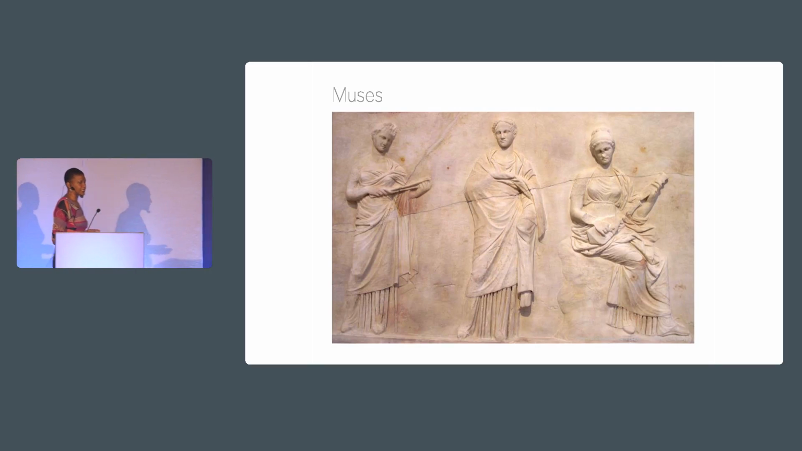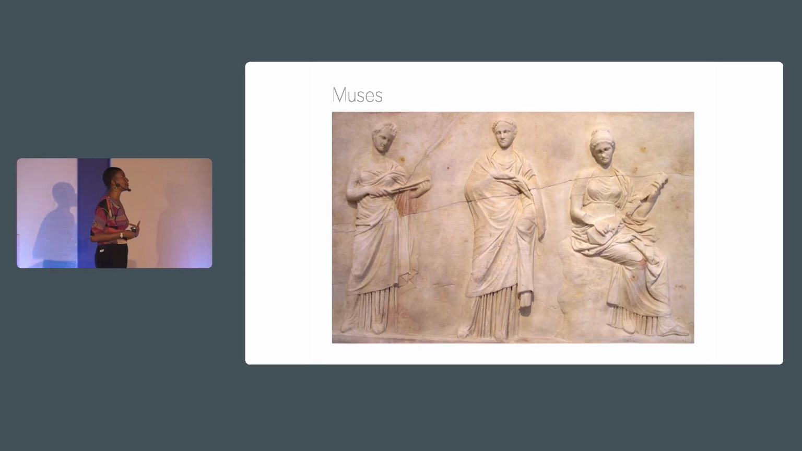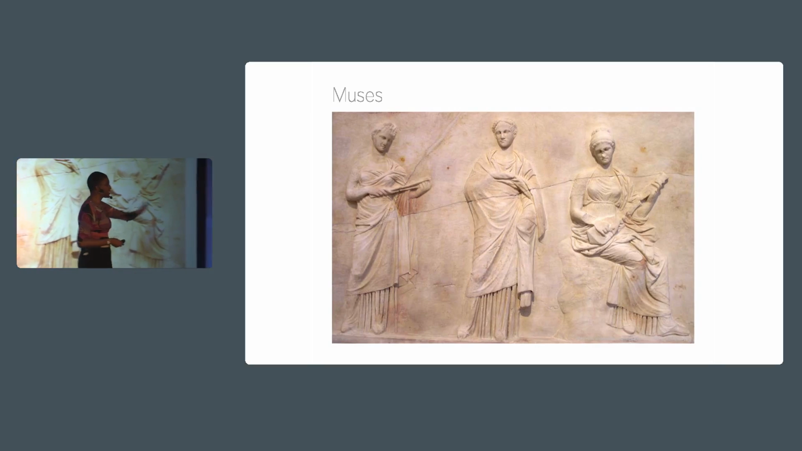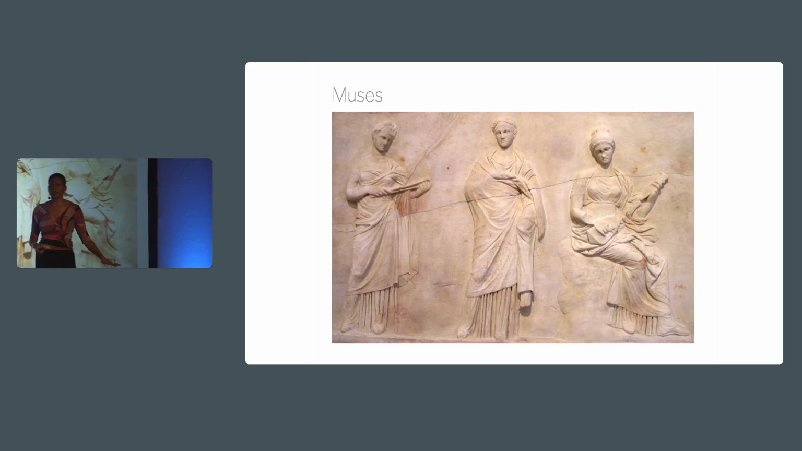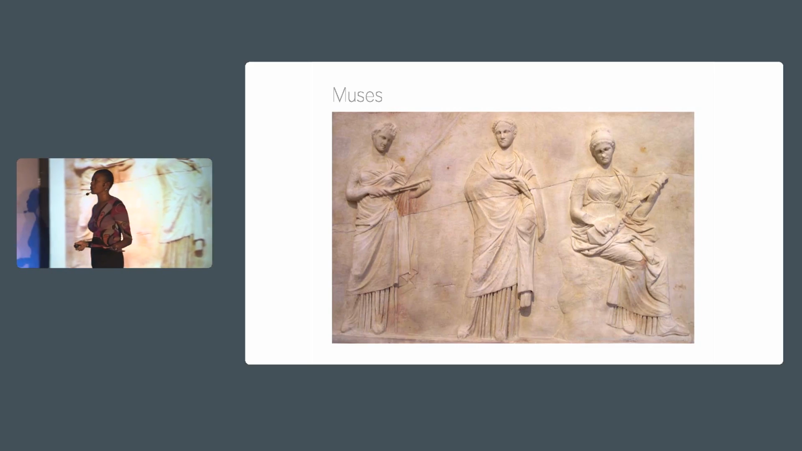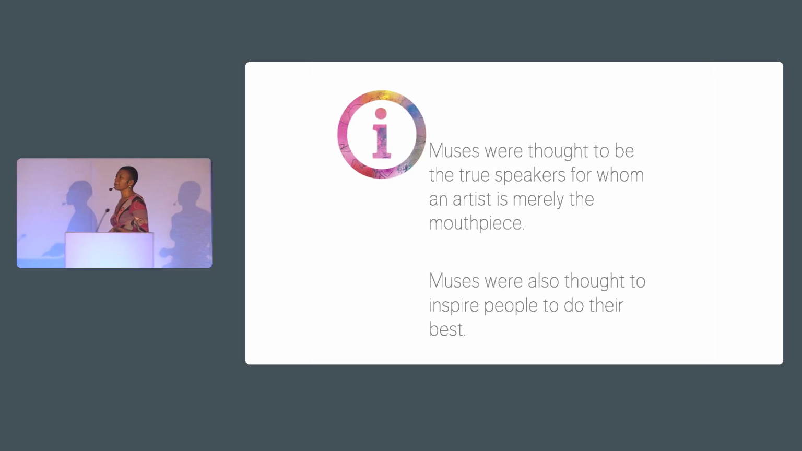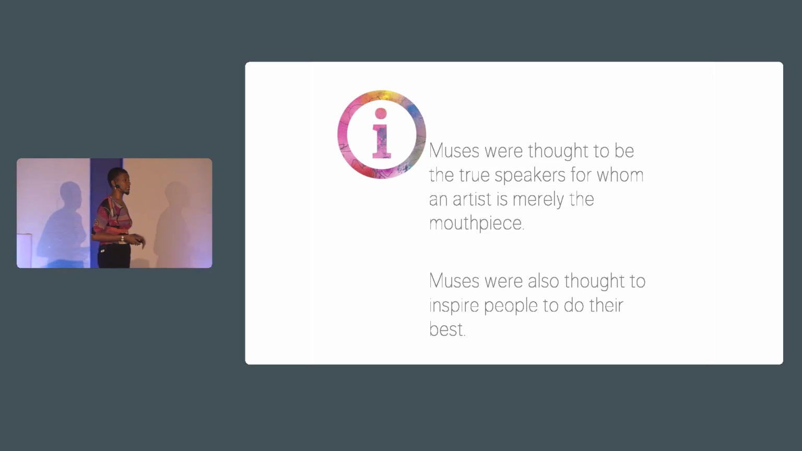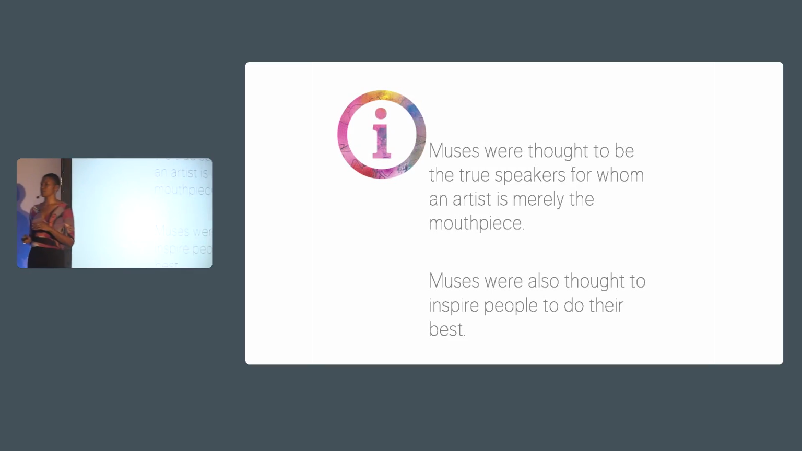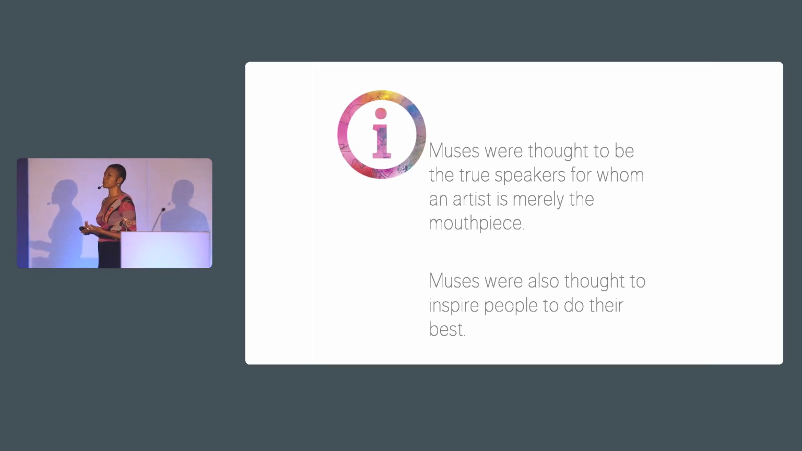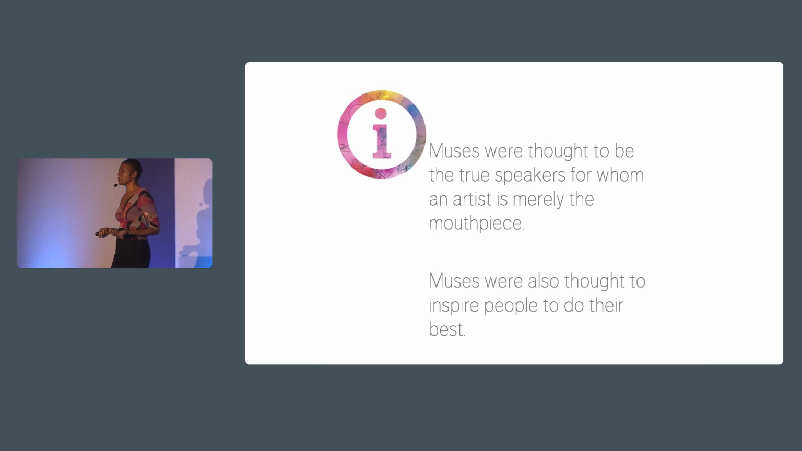And then finally, you can also call upon the muses. Now, when it was all said and done, there were 9 muses, but 9 is way too many people to try to listen to. I say you should just try to work with the original 3 muses. The original 3 muses were Mneme, which was memory, Melete, which was practice or occasion, and Aoide, which was voice. Now, muses were thought to be the true speakers for whom the artist was just a mouthpiece, and they were thought to inspire artists and inspire people to do their best. So, having a muse is not a bad thing.